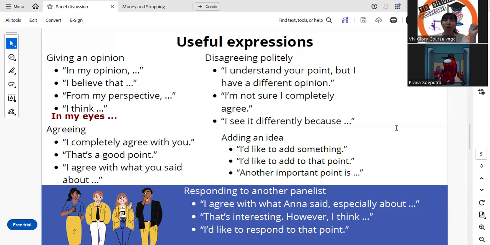Yeah, these are useful expressions that you can use in panel discussions. So Prana, until here, do you have any question? No, Miss. All right. If you don't have any question, do you need time to write these useful expressions in your book? And after that, we will try to practice. Okay, Miss. All right, I will give you time to write in your book, and after that, we will do practice.